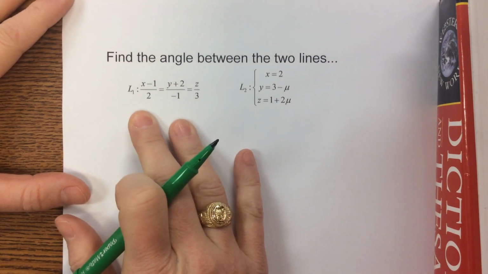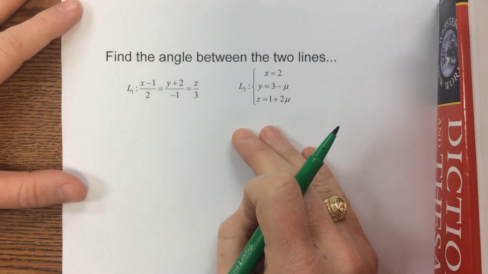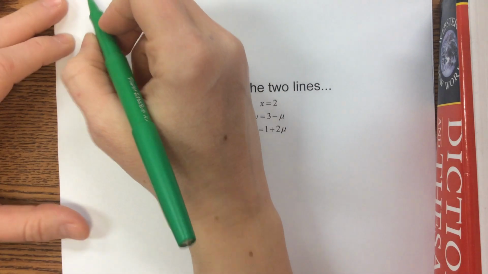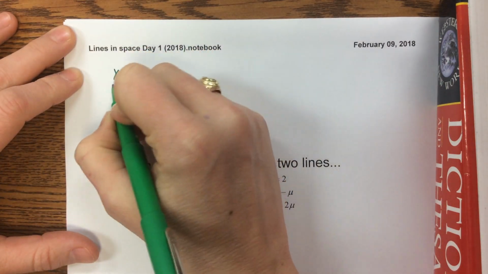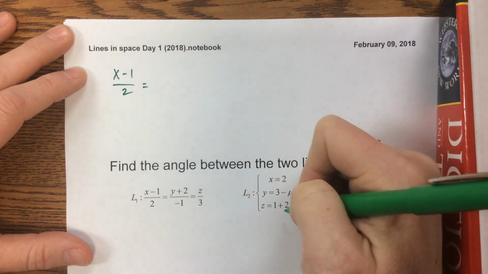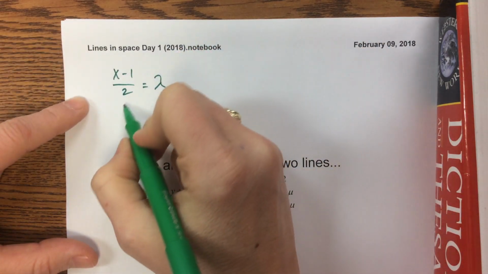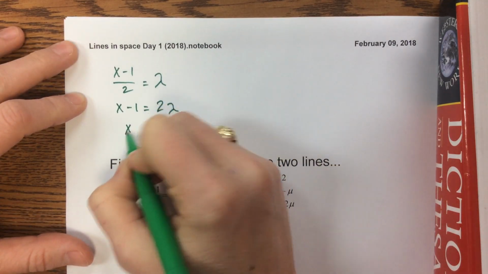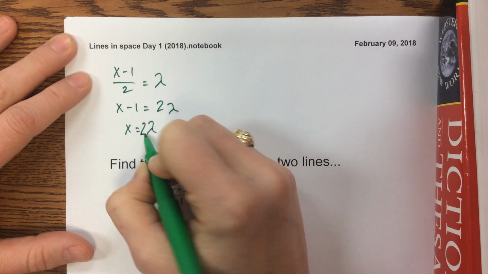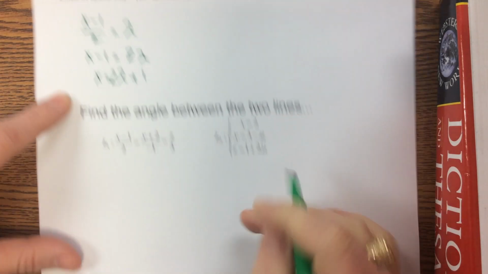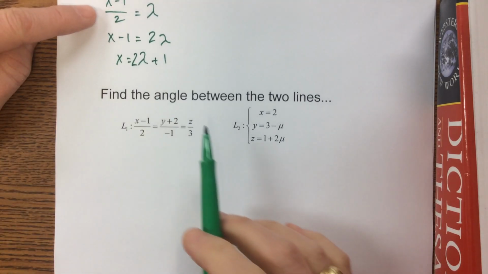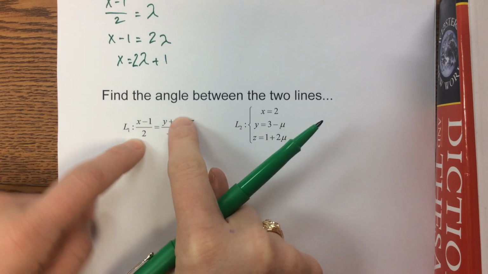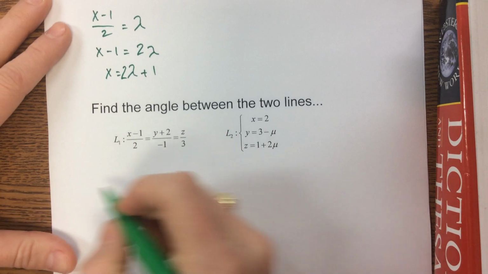First thing I want to do, this is in Cartesian form, this is in parametric form, and to be perfectly honest with you, vector form is easier with both of these. So if you remember, this is like saying x minus 1 over 2 is equal to, this one has mu, let's use lambda. And so this would become x minus 1 equals 2 lambda, therefore x is equal to 2 lambda plus 1. And if you remember, the denominator becomes part of the direction vector, and the numerator becomes part of the position vector.